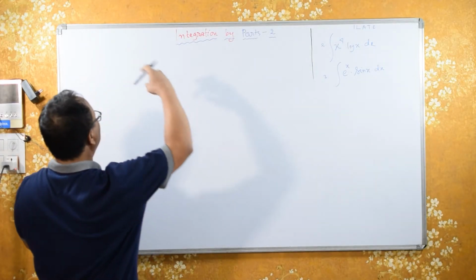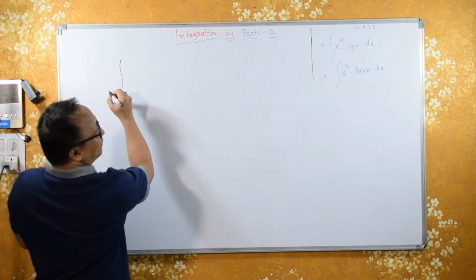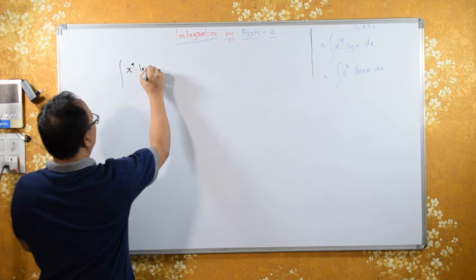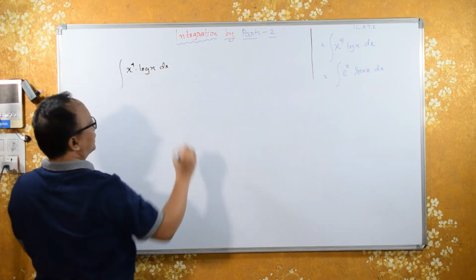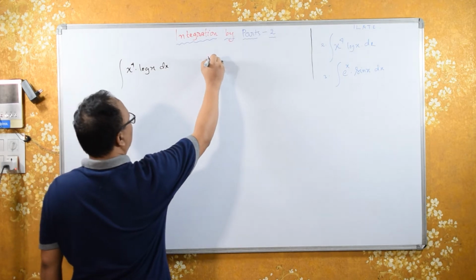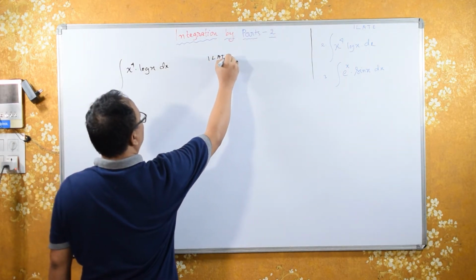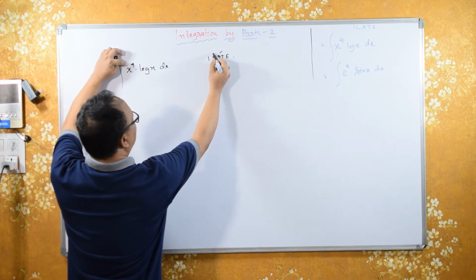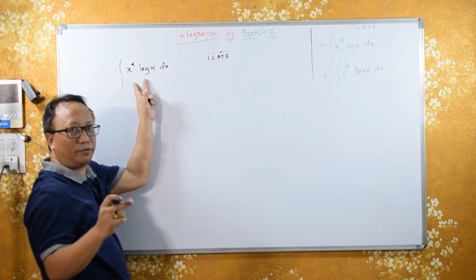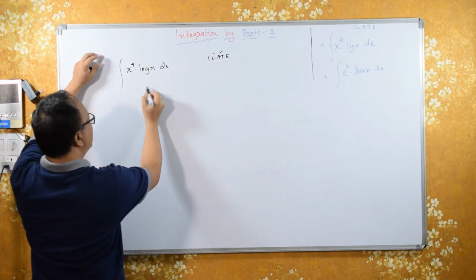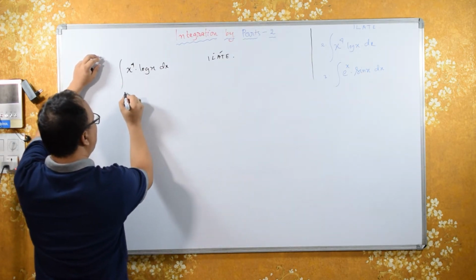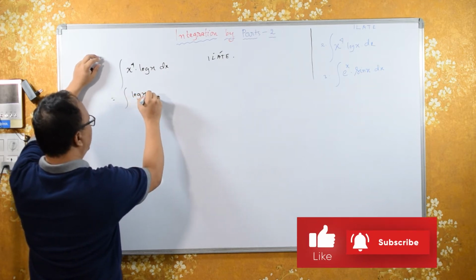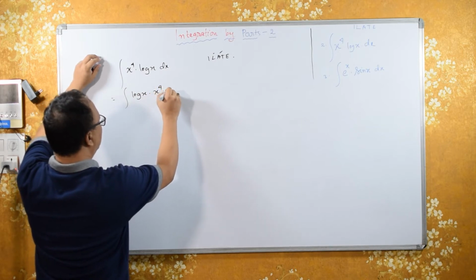So let's write down the integral of x raised to 4 into log of x dx. Okay, by applying this ILATE formula, here x4 is what? Algebraic, and L is what? Logarithmic. So the logarithmic function will be the first function. So we will interchange this. This is the same as the integral of log of x into x4 dx.